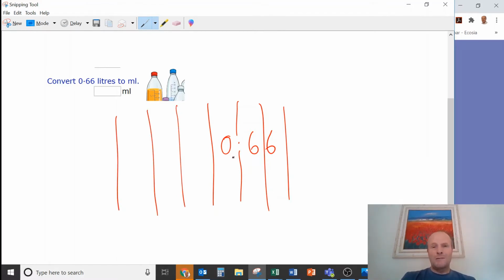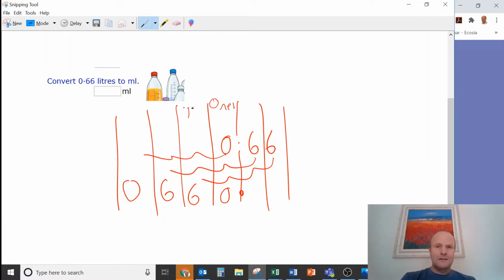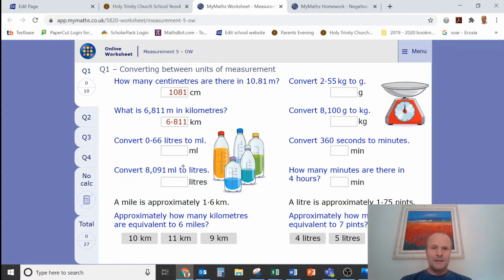1, 2, 3. Move each digit. Well, we can move the 0, but it doesn't really mean anything to move it. The decimal point doesn't move, so I can move the 6, 1, 2, 3. I can move the other 6, 1, 2, 3. I've got nothing in here, so I need to put 0 as a placeholder. Here's my ones, tens, hundreds, and then 1,000s. There are no 1,000s, and no 10,000s either, so I'm not going to put a 0 down. So 660 is the answer.